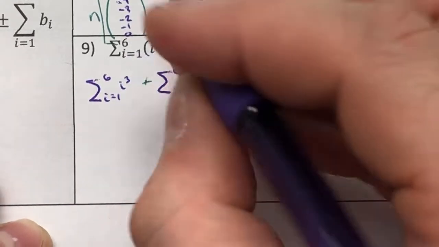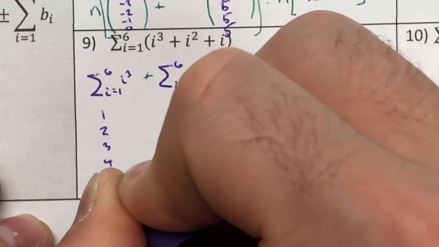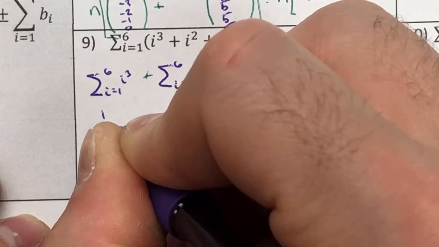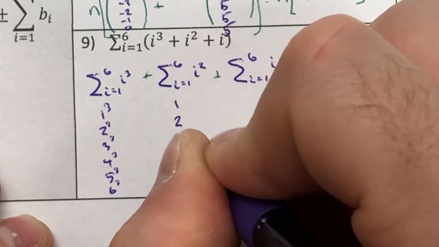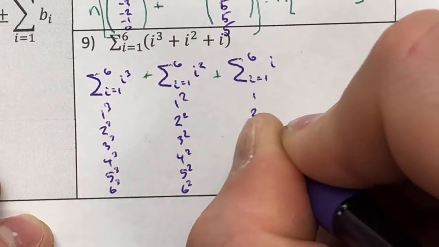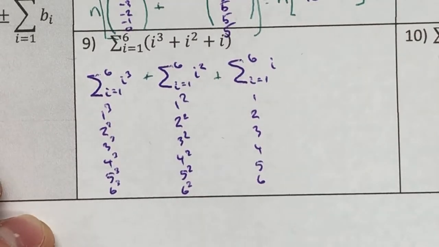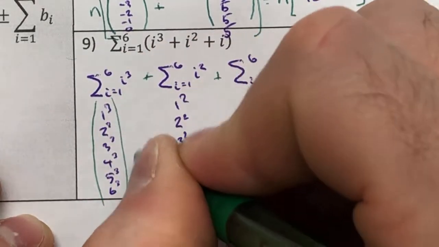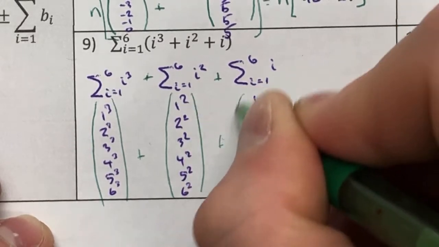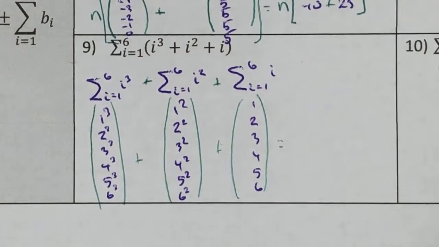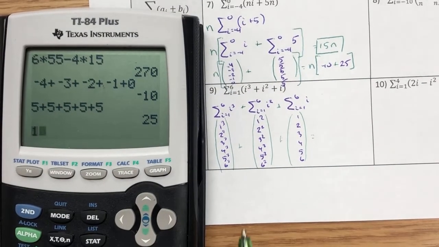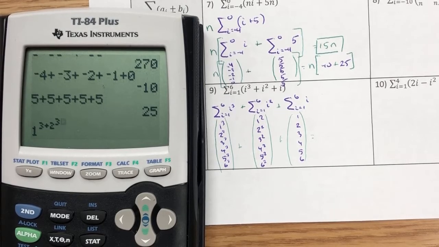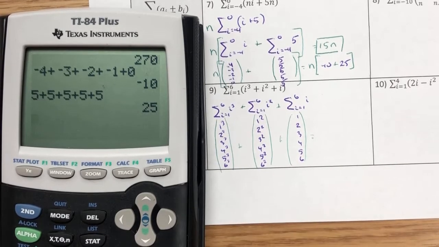Now this is going to allow us to just go ahead and say 1, 2, 3, 4, 5, and 6, and cube each one of them. 1, 2, 3, 4, 5, 6, and square each one of these. 1, 2, 3, 4, 5, and 6, and just add these up. Okay. 1 to the power of 3 plus 2 to the power of 3 plus 3 to the power of 3.